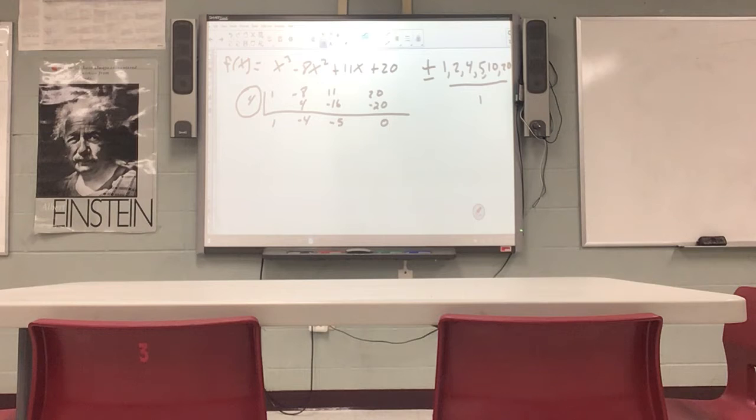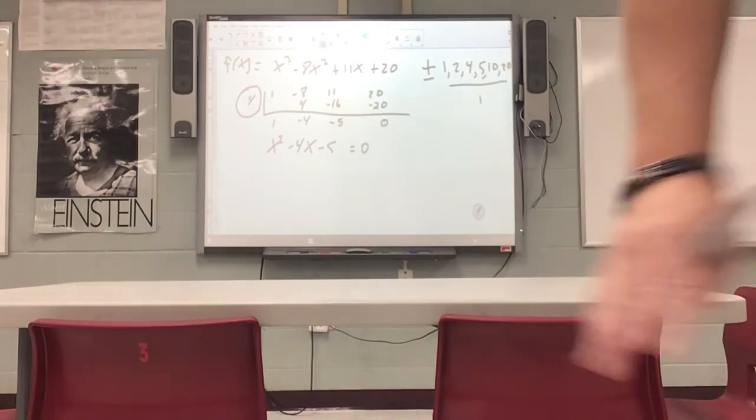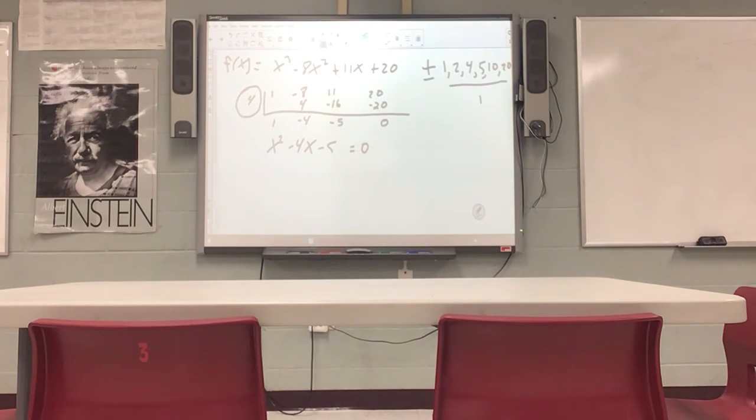So this is 1x squared minus 4x minus 5 equals 0. I could do it one of 2 ways. If it factors, I'm gonna factor it. If not, I'm gonna do the quadratic formula. To factor it, look at your A times C. 1 times negative 5 is negative 5. Are there any factors of negative 5 that add to negative 4? Negative 5 and 1, right? Yeah. So that would be x minus 5 times x plus 1. Set both of those equal to 0 and solve.